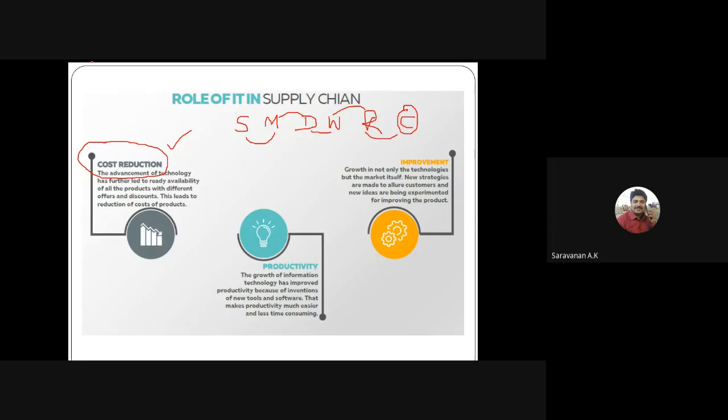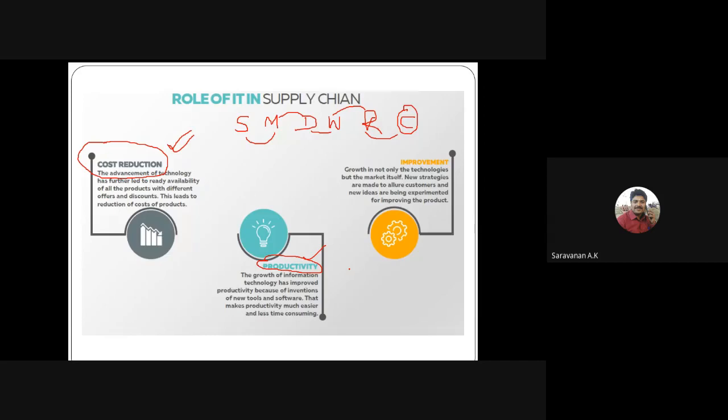So depending upon the role, here you can see the first one is cost reduction. Then we have to improve the productivity, right? So that is the role of information technology in the supply chain. How can we increase the productivity? What is productivity? The growth of information technology has improved productivity because of the invention of new tools or software, which makes the work much easier and less time consuming.